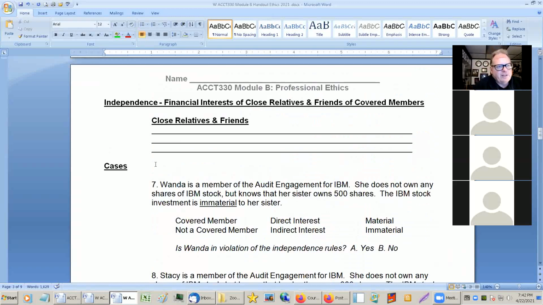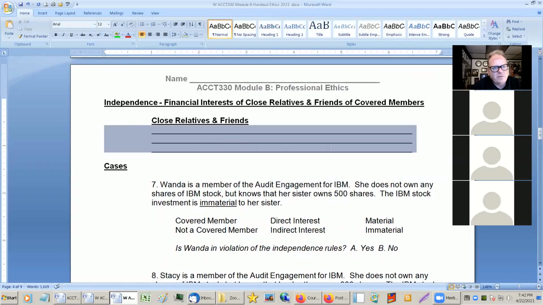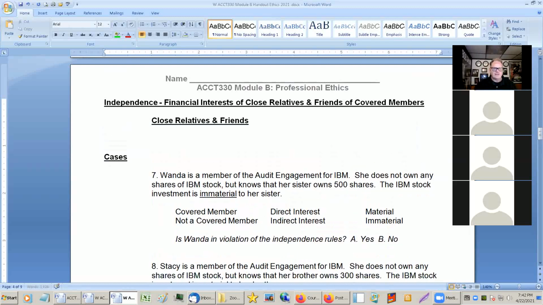Okay, close friends and relatives. Friends, you probably don't need the definition of what those are. Well, actually, there's a little bit I've got to talk about. So close friends and relatives, who are they talking about? For relatives, they are your parents, non-dependent children.